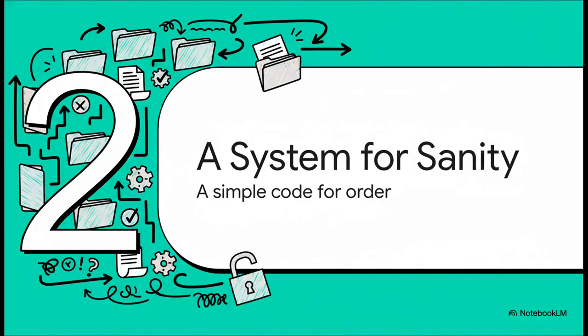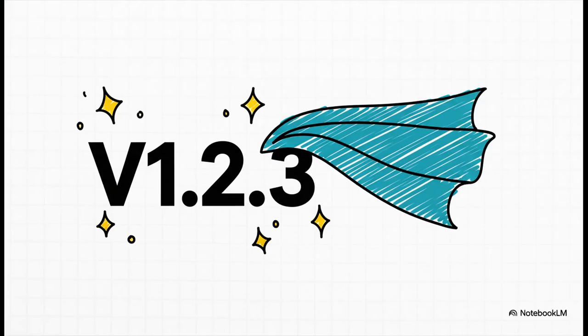Okay, so let's leave that chaos behind us and move on to the solution. We're going to build a really simple system, it's like a code really, that brings clarity and sanity back into your work. No more guesswork, I promise. And here it is, V1.2.3. It looks so simple, right? Just 3 numbers separated by dots. But this little sequence, this is the key to everything. Each one of these numbers has a specific job, a specific meaning that's going to bring order to your files.